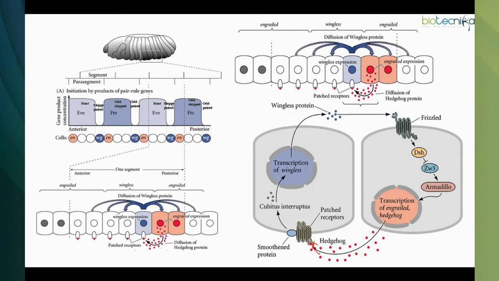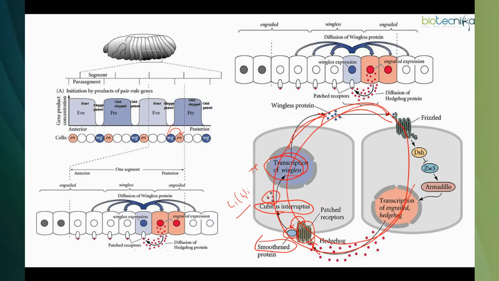When hedgehog binds to these patched receptors, they will activate a protein called smoothened, and smoothened will cleave this protein called cubitus interruptus. That cleaved part of the Ci protein, which is also Gli protein in some species, acts as a transcription factor. Because of the signaling, it gets cleaved and goes to the nucleus and transcribes wingless. So wingless is released from here and again goes to the same cells. So it is kind of a reciprocal signaling. They maintain each other.